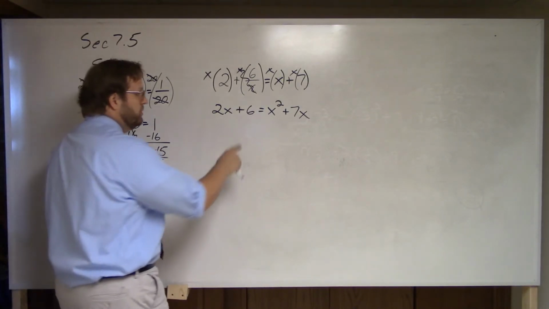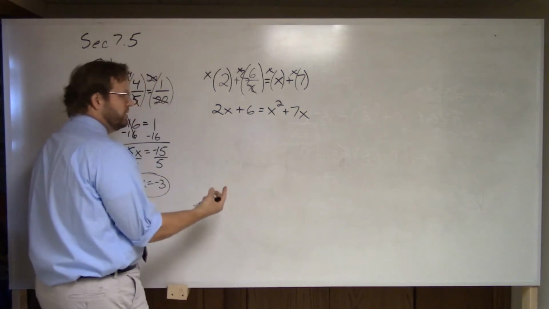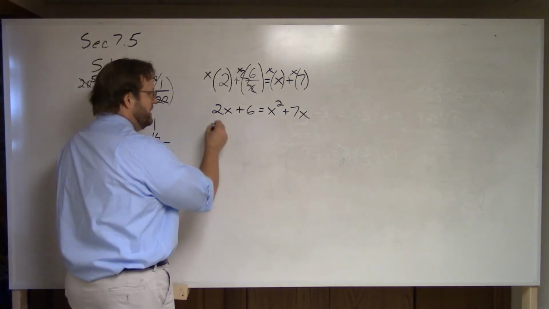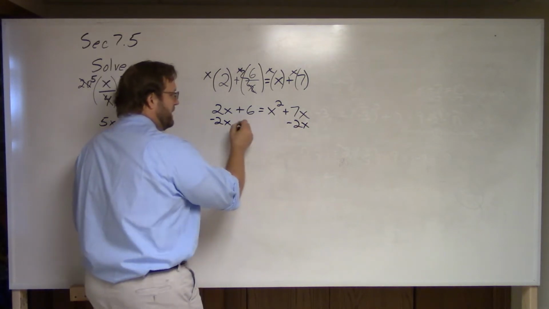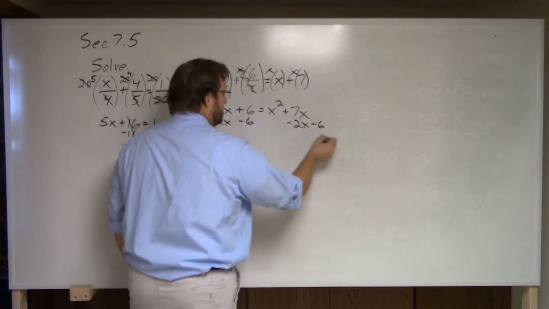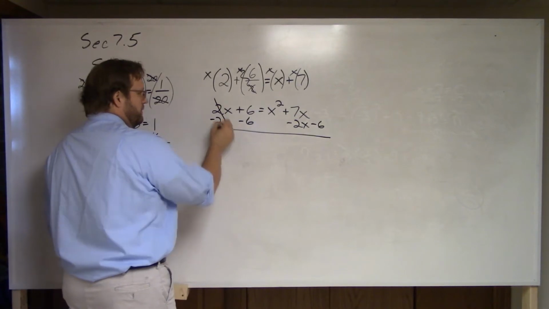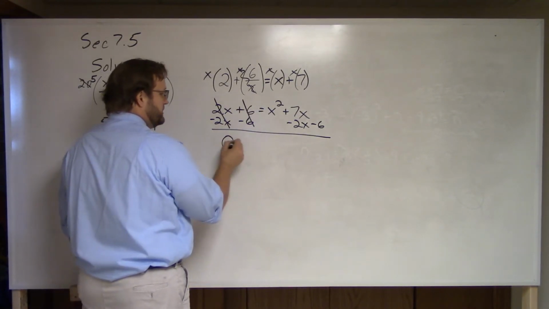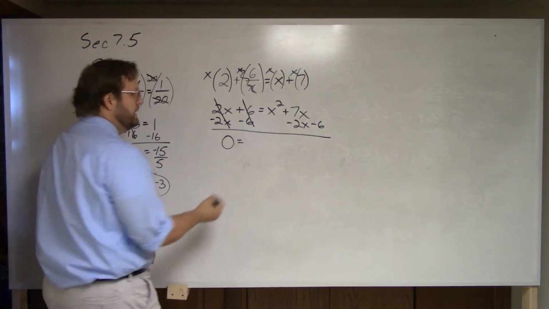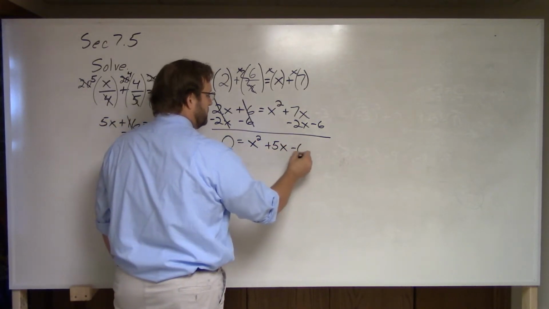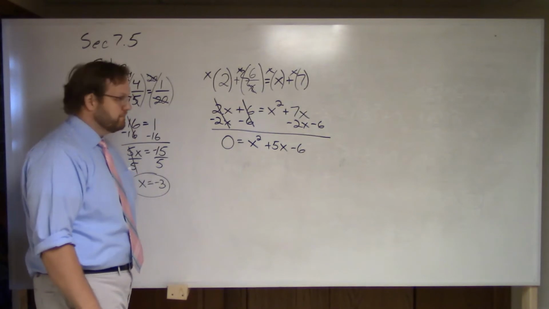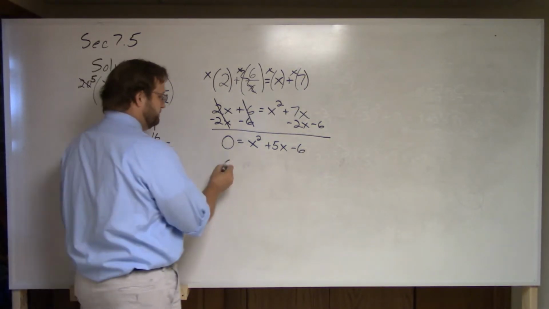Okay? So with this, if we're solving this quadratic, I need to get a 0 on one side. I'm going to subtract a 2x, and at the same time I can subtract a 6. All of those cancel to a 0. That's what we wanted to happen. And then we get x squared plus 5x minus 6. We then go to factoring.